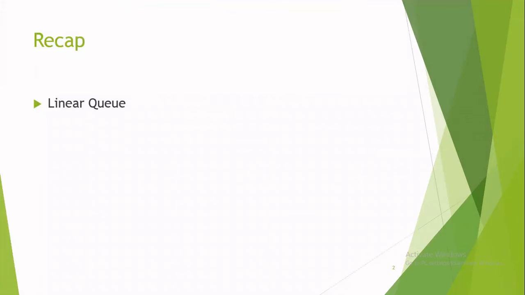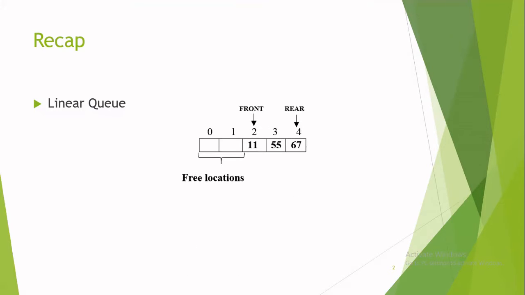In our previous session, we discussed the linear queue, and now we will discuss the main drawback of the linear queue. Let us consider a linear queue as shown in this figure. The size of the linear queue is 5, and initially 5 elements were inserted into this queue, and the rear pointer is pointing to index location 4.